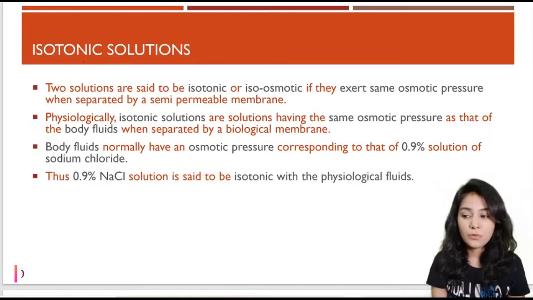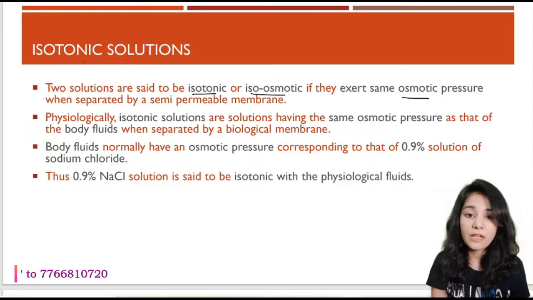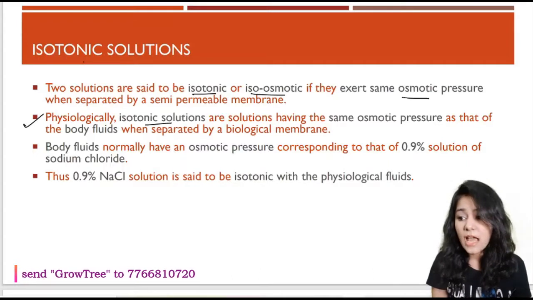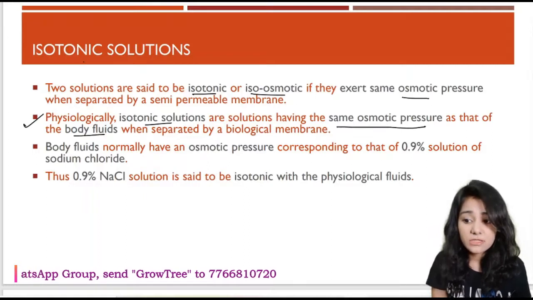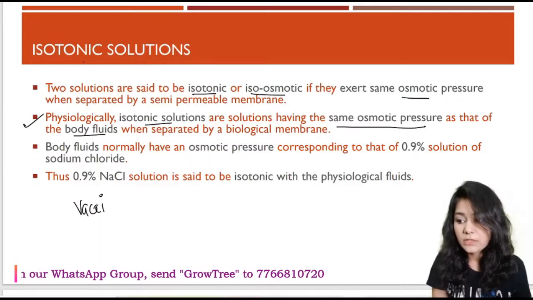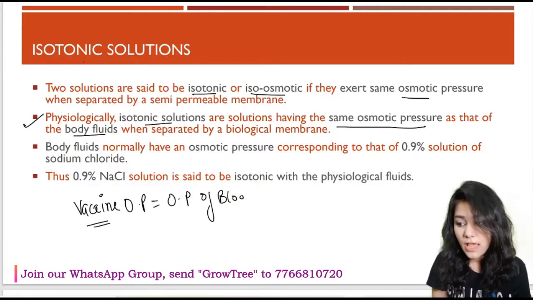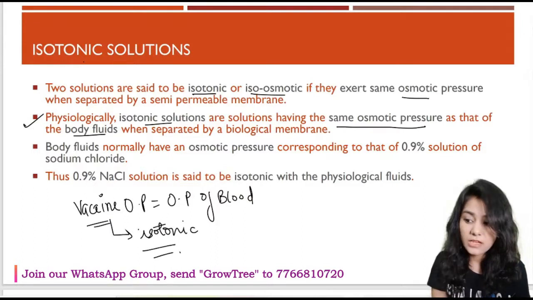Let us discuss isotonic solutions now. Two solutions are said to be isotonic or isoosmotic if they exert the same osmotic pressure when they are separated by a semi-permeable membrane. But when we talk on a physiological level, isotonic solutions are those solutions which exert the same osmotic pressure as that of the body fluids. That means if we have a vaccine which exerts the same osmotic pressure as that of the blood, then the vaccine is said to be isotonic.